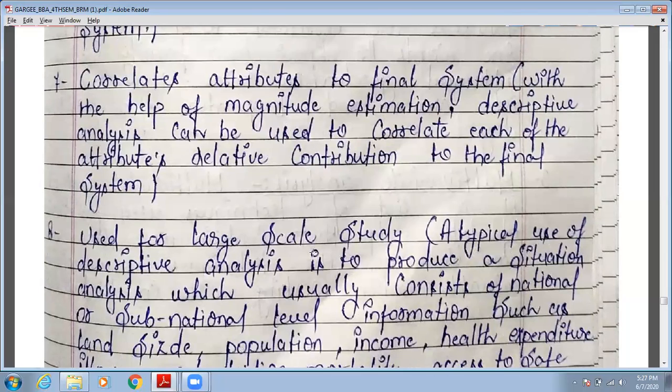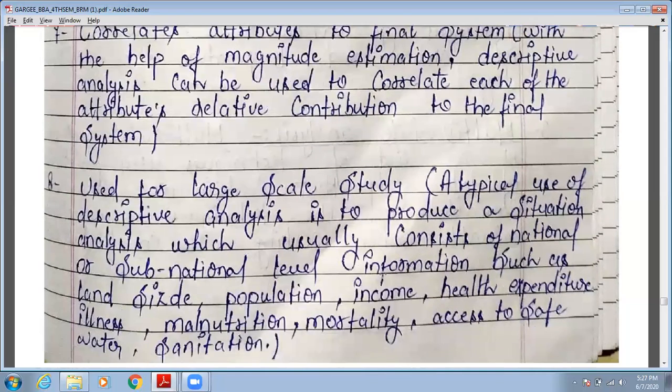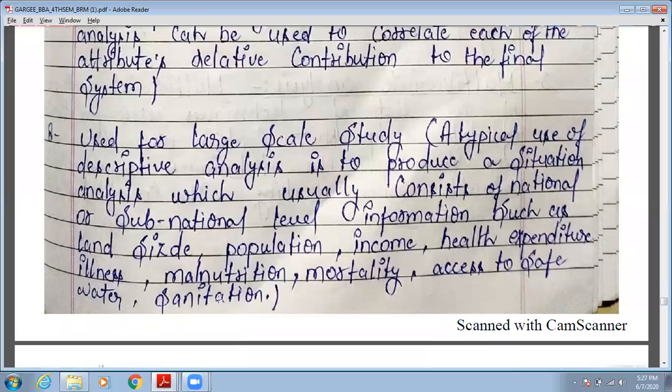A typical use of descriptive analysis is to produce a situational analysis, which usually consists of national or subnational level information such as land size, population, income, health, experience, illness, malnutrition, mortality, access to safe water, and sanitation. So, use for large scale studies.